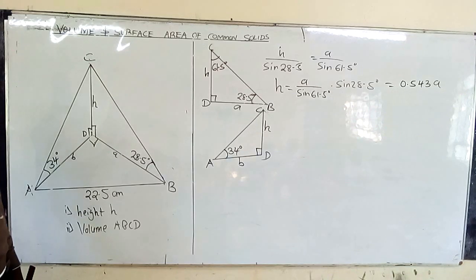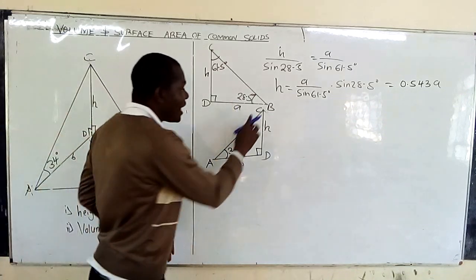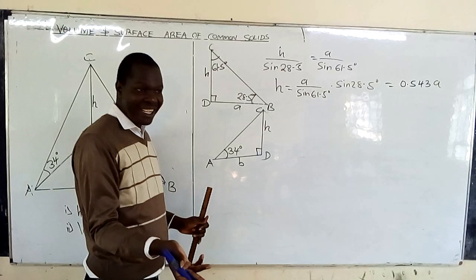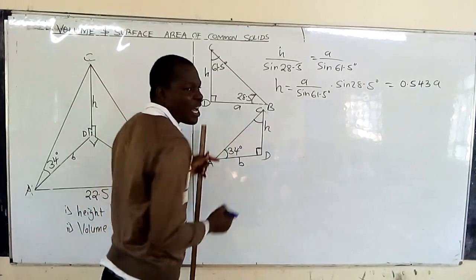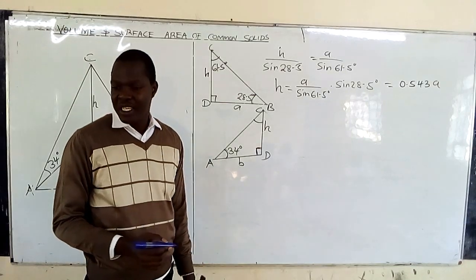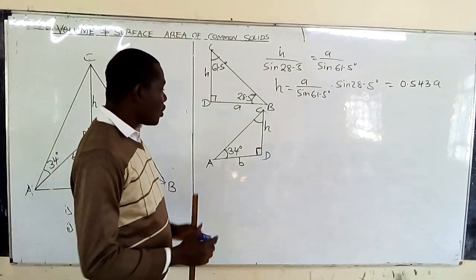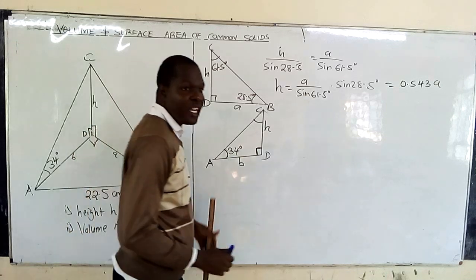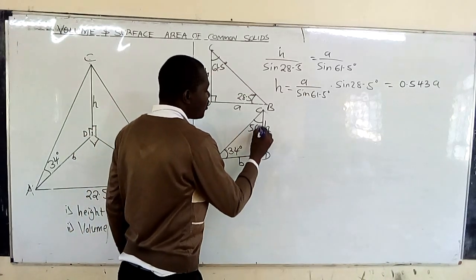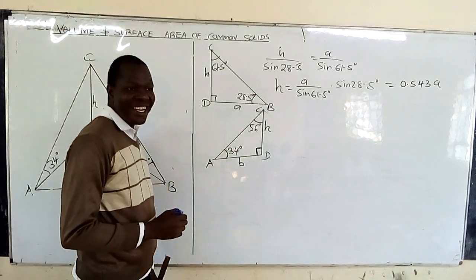Yes. Very good. Now we use the sine rule again to get the relationship. If here is 90 degrees and here is 34 degrees, what is the size of this angle? The sum of angles in a triangle adds up to 180, so it will be 90 minus 34, because 90 is already there. You get 56 degrees.